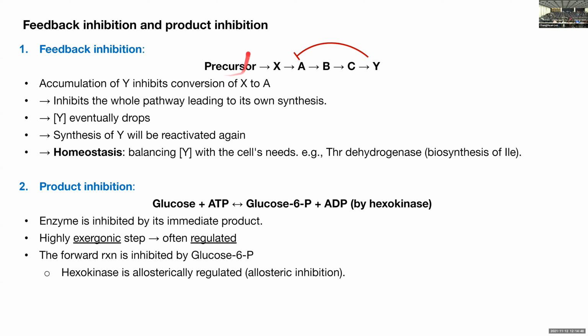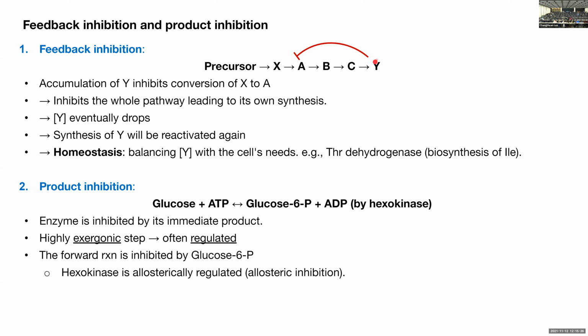Let's imagine that there's a precursor, and that is processed to an X molecule, and then it goes through different intermediates to become Y, and that's what the cell wants. But the accumulation of Y can inhibit the conversion of X to the intermediate A, which sets up a negative feedback loop. In that case, Y will eventually drop because the product itself inhibits the production of the Y molecule.